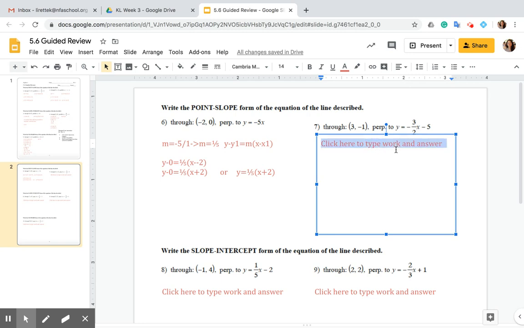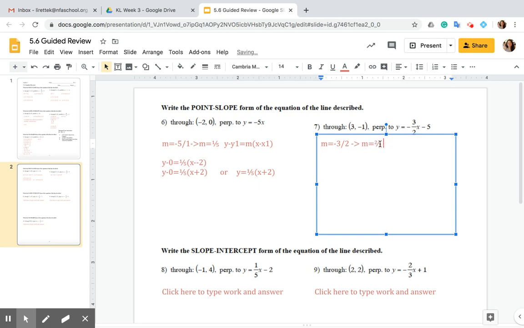Okay, let's try another one. Passing through this point, perpendicular to this equation. Well, what's my original slope? It's negative 3/2. I want a perpendicular slope to that, which means I don't want a negative slope, I want a positive. And I don't want a slope of 3/2, I want a slope of 2/3. So here's the slope that I want to use for my equation.